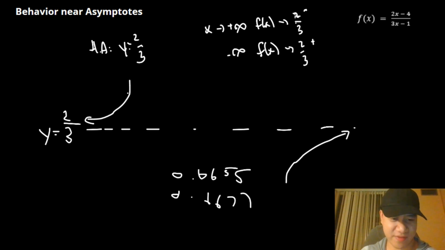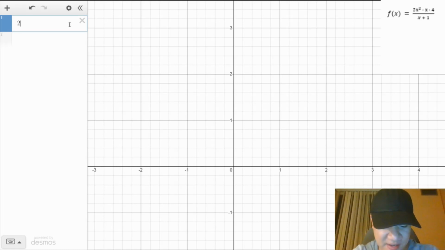So let's graph this. Okay, so let's input the function, 2x minus 4 over 3x minus 1. Our horizontal asymptote is 2 over 3. As you can tell, our analysis is sound. When x is approaching positive infinity, our function is approaching our asymptote from below. It's shooting up like this. And when it's approaching negative infinity, our function is approaching our asymptote from above. Alright, so yeah, that's how you do it. Okay, so let's graph this: 2x minus 4, and then 3x.